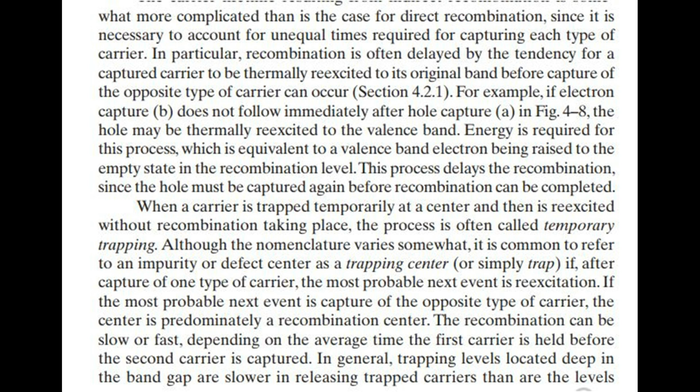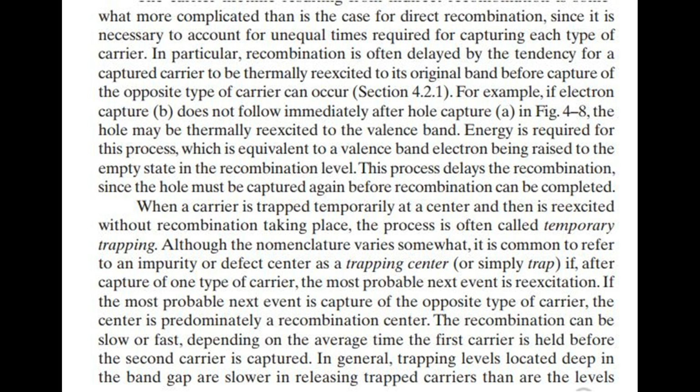When a carrier is trapped temporarily at a center and then is re-excited without recombination taking place, the process is often called temporary trapping. Although the nomenclature varies somewhat, it is common to refer to an impurity or defect center as a trapping center, or simply trap, if, after capture of one type of carrier, the most probable next event is re-excitation. If the most probable next event is capture of the opposite type of carrier, the center is predominantly a recombination center. The recombination can be slow or fast, depending on the average time the first carrier is held before the second carrier is captured.